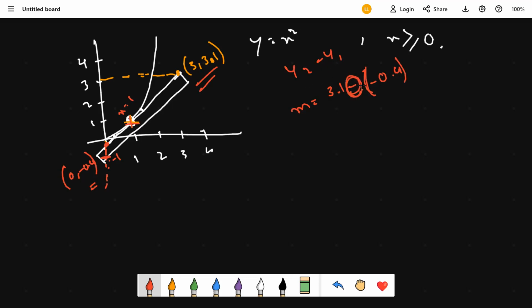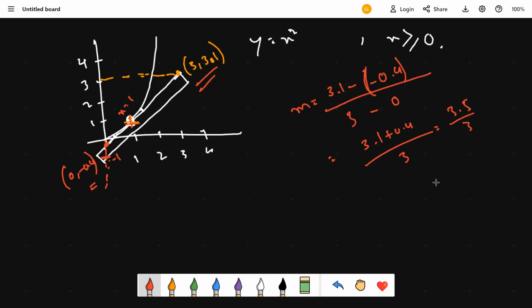deliberately. You will keep that sign, and if the coordinate itself has a negative sign, you will also consider that. When we break the brackets, negative and negative get multiplied and become positive. Similarly, we have x2 as 3 over here and x1 as 0. So breaking the brackets, negative gets multiplied with negative and becomes positive. So that means positive 0.4 divided by 3, we have 3.5 over 3, which should give us a gradient near 1.1 something.